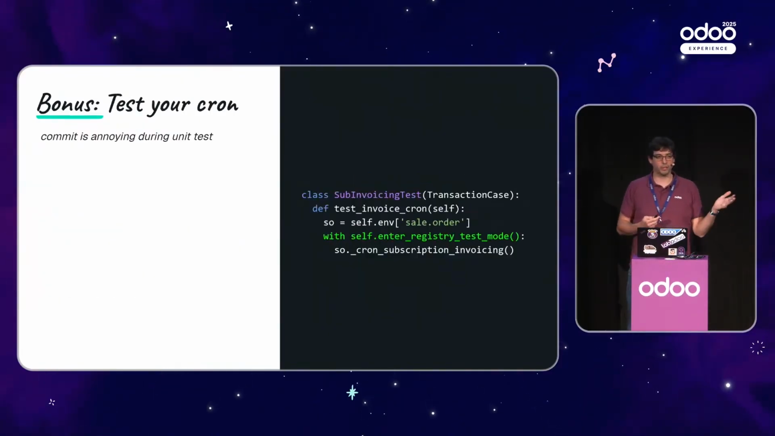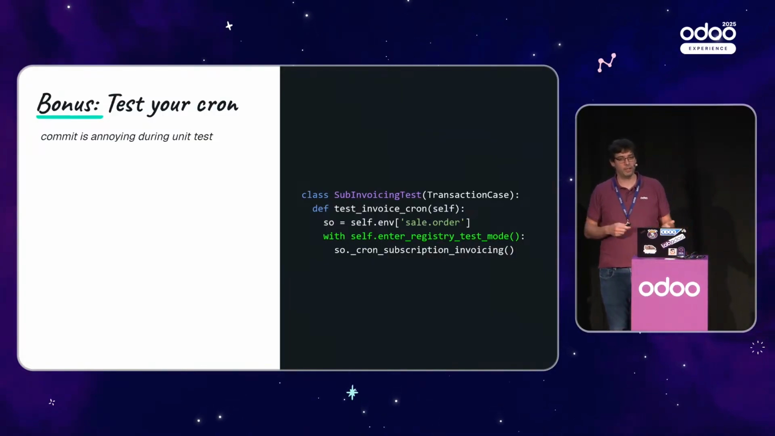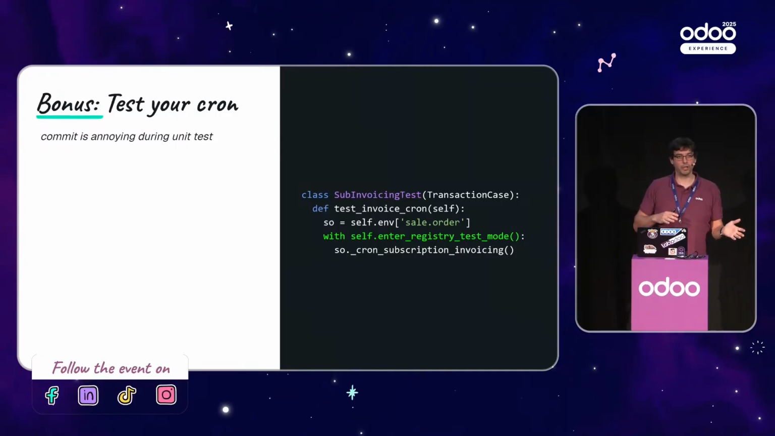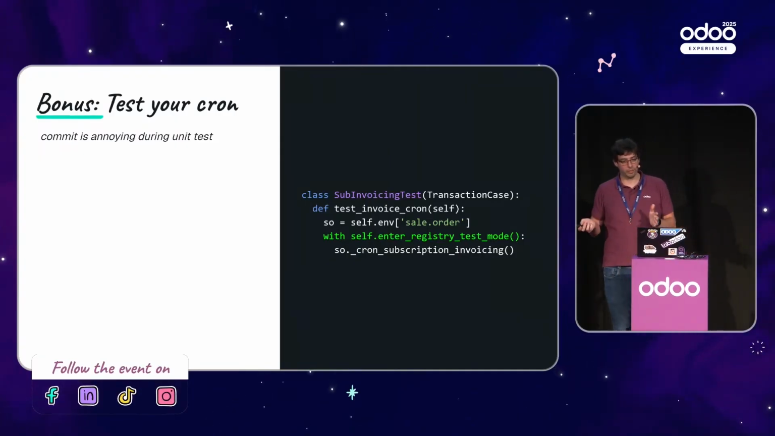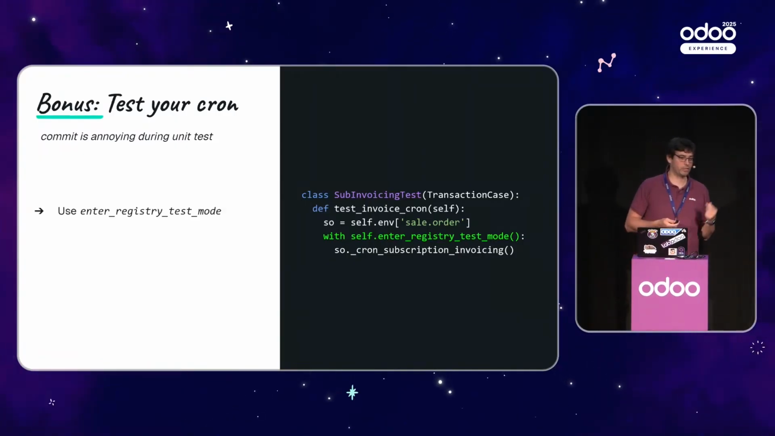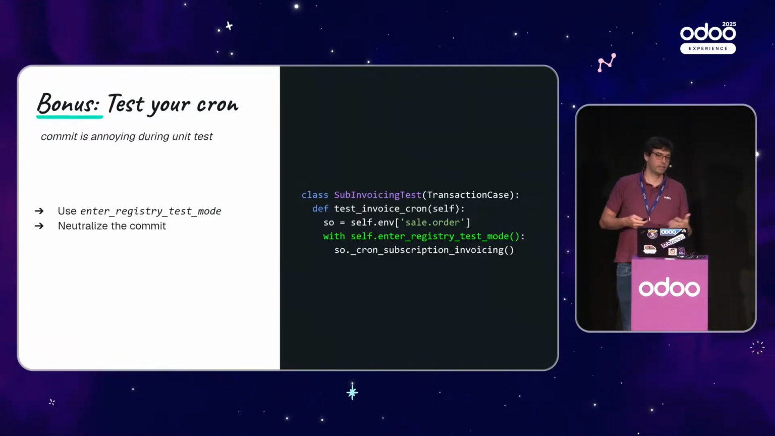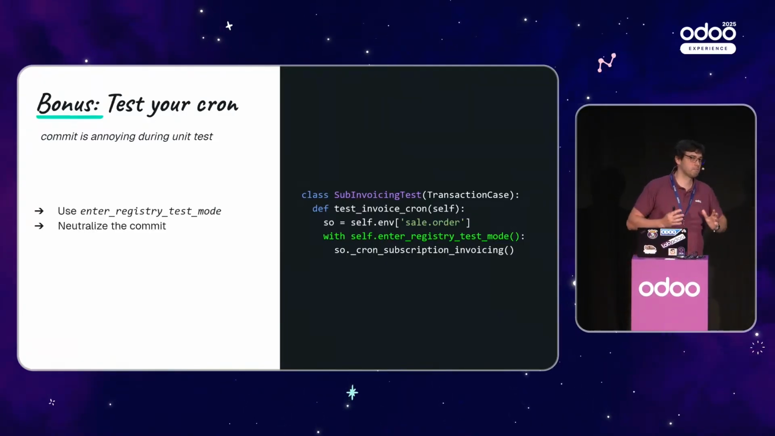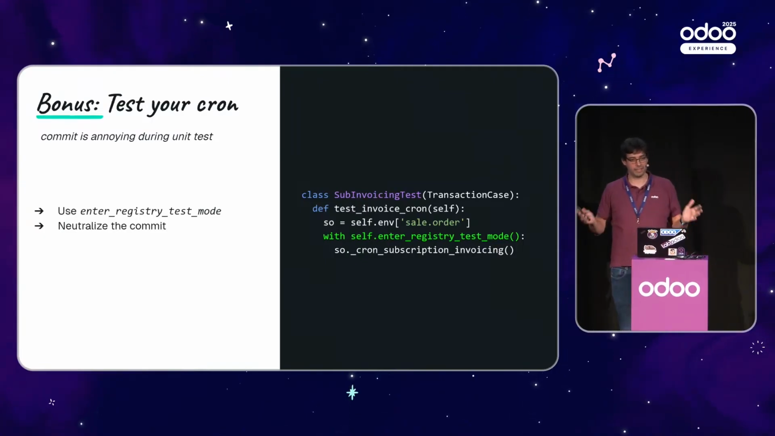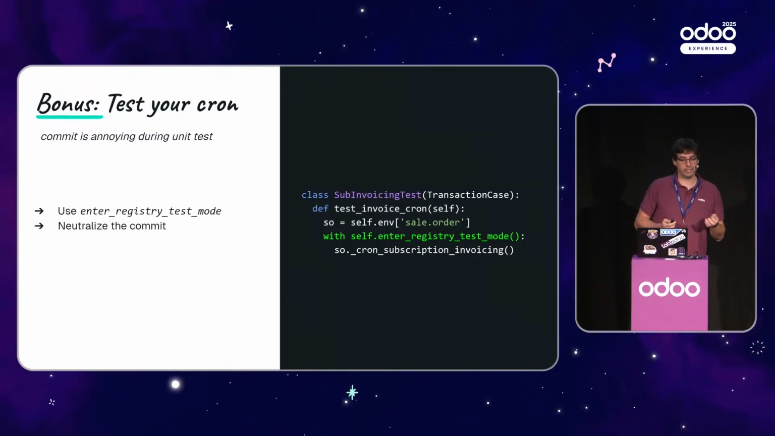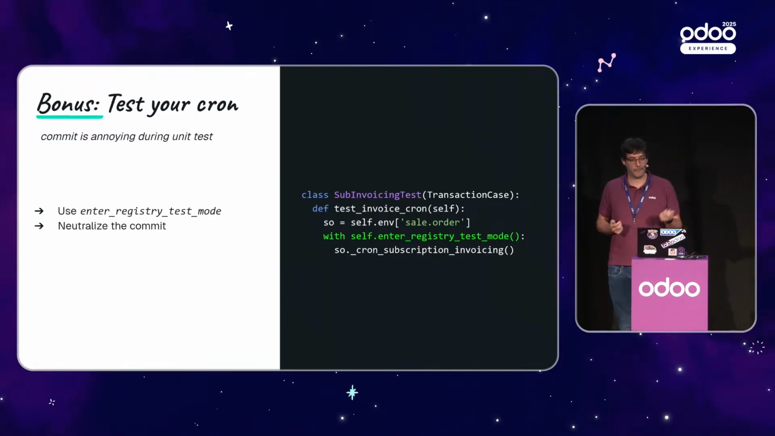Maybe you have seen in the code of Odoo and the modules that if we are in test mode, don't commit in the cron. Well, that's over. Now you can use enter register test mode. Basically, what it does is neutralize the commit, because having commit in your test is quite bad. It messes up all the tests and everything. You always want your test to be rolled back. This enter register test mode rolls it back.